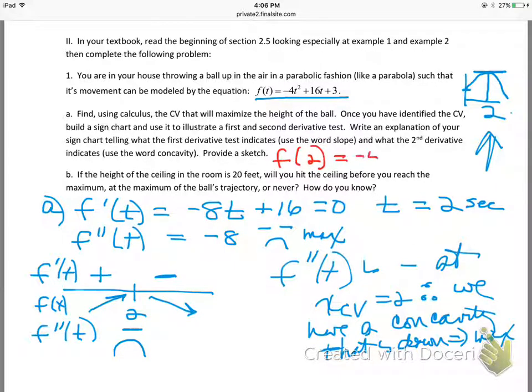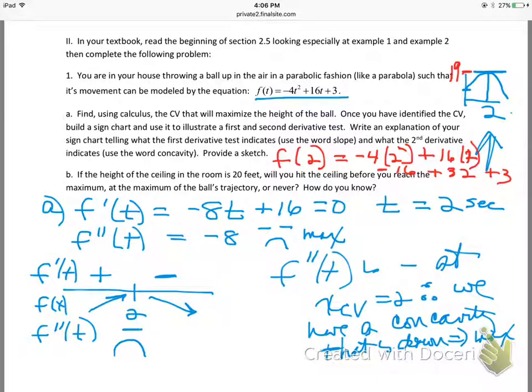So -4 times 2 squared, that's going to give me -16, plus 16 times 2, that's 32. So this is -16 plus 32 plus 3. So that's 16, 17, 18, 19. So it looks like my max is 19 feet. So right here, where the CV is 2, my max is right here at 19.